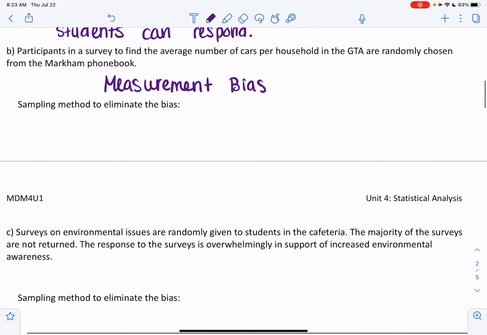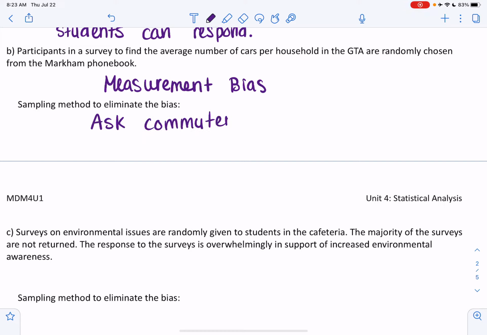So what we should do is we should ask commuters from all over the GTA.